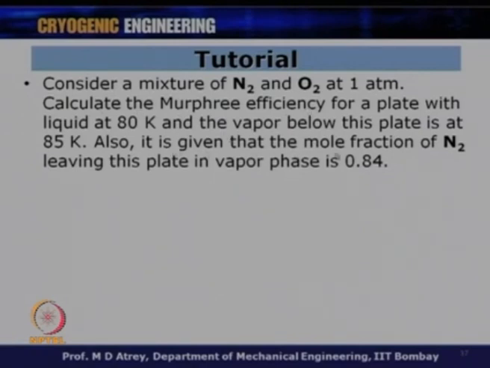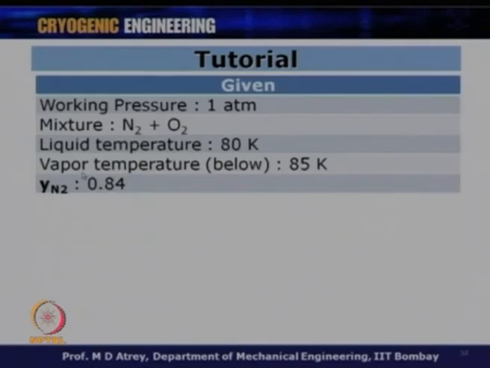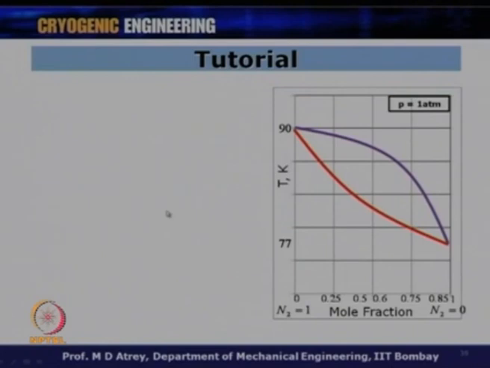Also, it is given that the mole fraction of nitrogen leaving this plate in the vapor phase is 0.84. This is the data which is given. Use the temperature composition diagram given in the earlier lecture. So, what is given? The working pressure is 1 atmosphere, the mixture is nitrogen and oxygen, liquid temperature is 80 Kelvin, vapor temperature is 85 Kelvin, and Y N2, which is ultimately leaving the plate above, is 0.84. Molar composition of the low boiling component is 0.84. Calculate the Murphy efficiency.